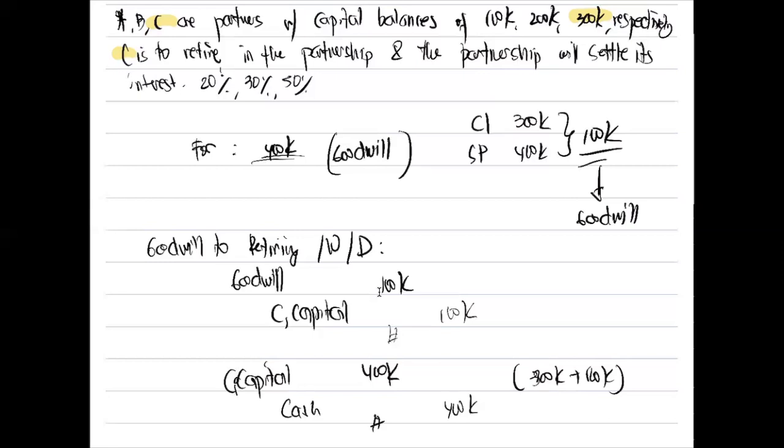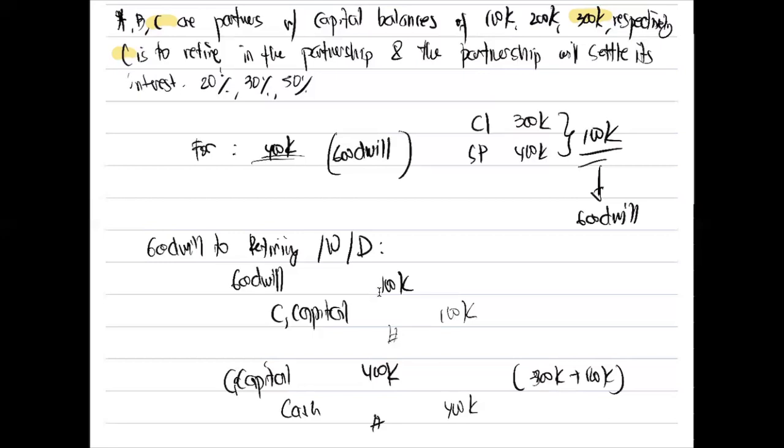So goodwill, how much? 200,000. A, B, and C. So what's the share of A again? 20%, B, 30%, C, 50%. Times 200,000. So here for A, we have 40,000, for B, 60,000, for C, 100,000. And then we will now record, guys, the payment to C. So C capital, and then cash, 400,000. Paano uli nakuha yung 400,000? Yung 300,000 plus yung goodwill na 100,000.